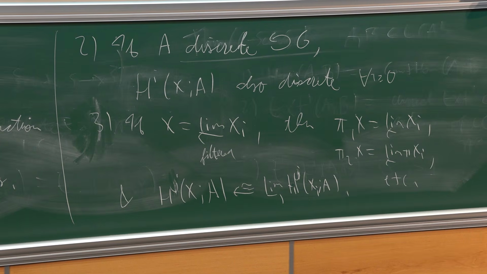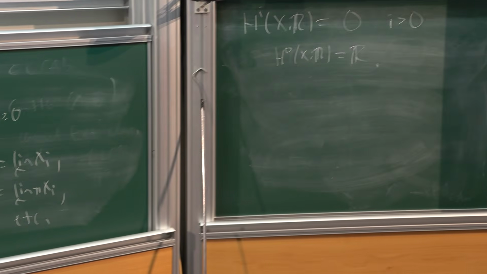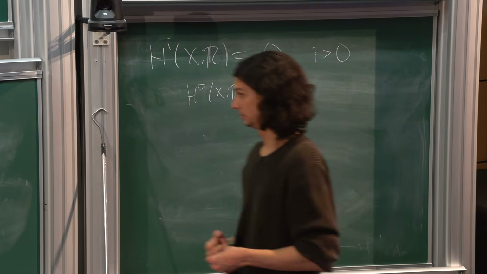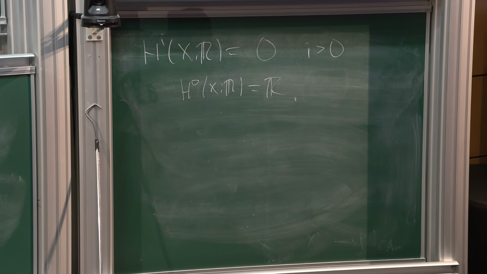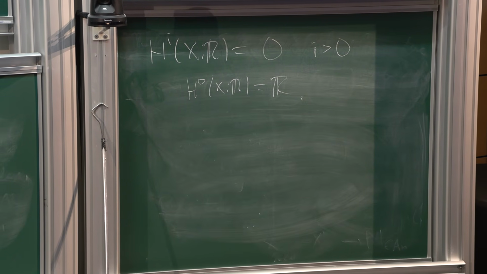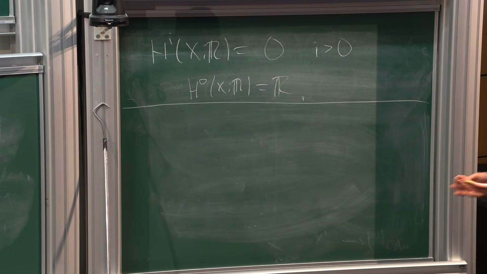But they don't if I slightly change things. The next one I say is not exactly going to be true, but it's so close that it hardly matters. Also H^i of X with R coefficients is 0 for i bigger than 0, and H^0 of X with R coefficients is R. All of these things are simple to prove.